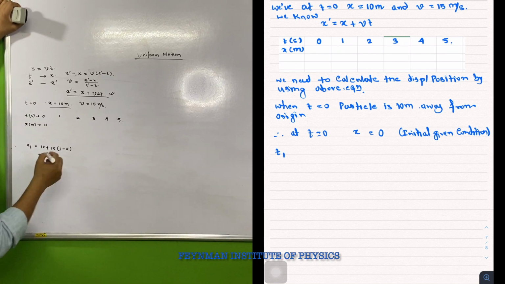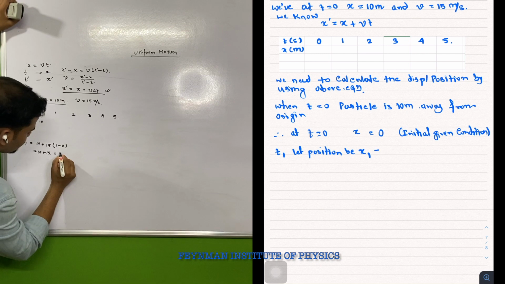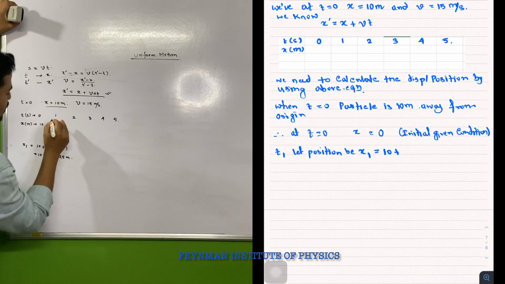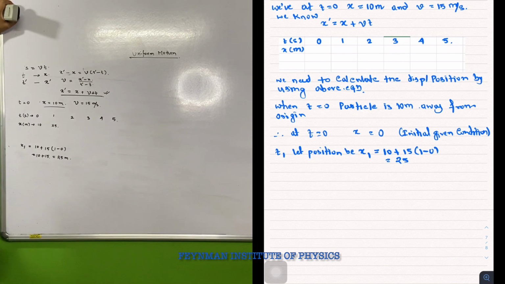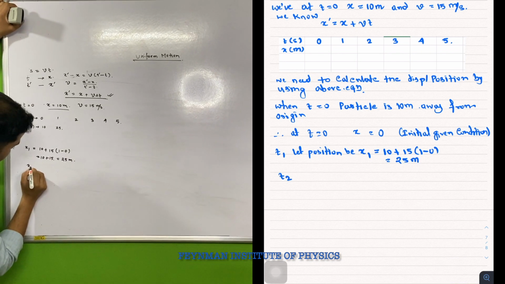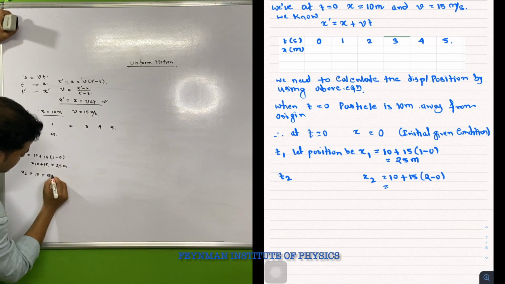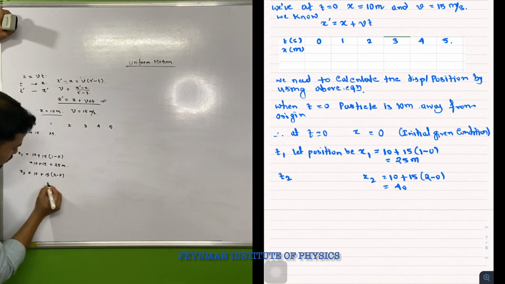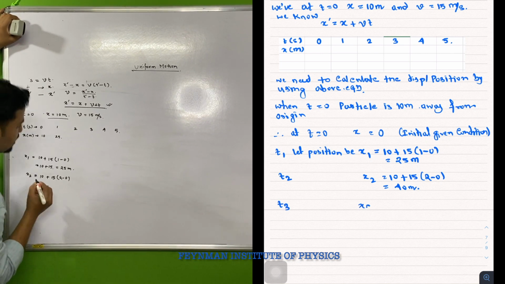So we will find the particle at a position 25 meter away from the origin. So it is 25 meter. In a similar manner, x2 will be 10 plus 15 into the time interval of 2 seconds, so 2 minus 0. So this is 30 and this is 10, so you will have 40 meter.